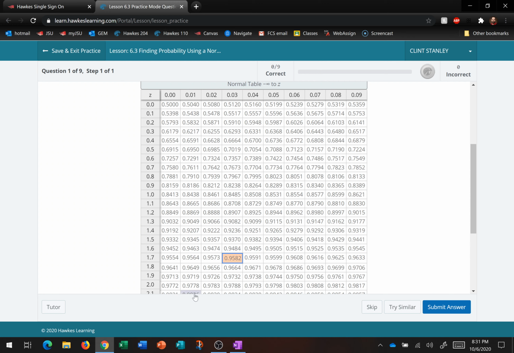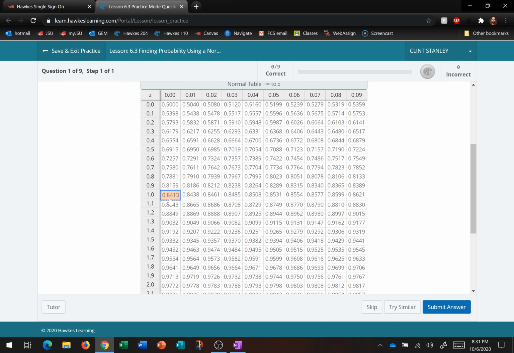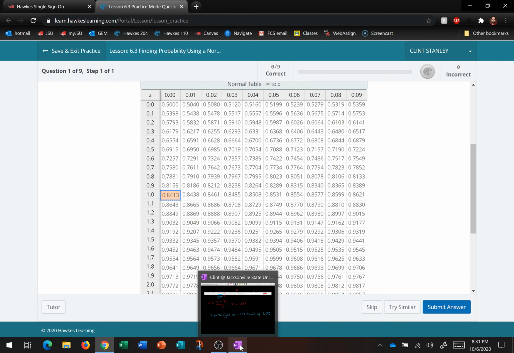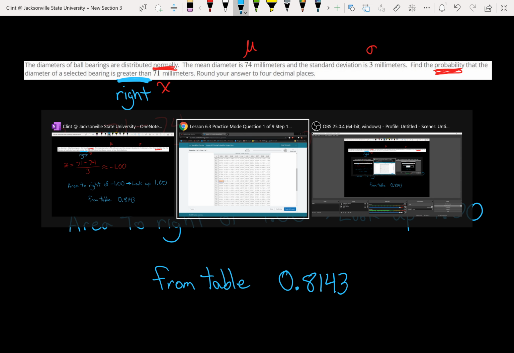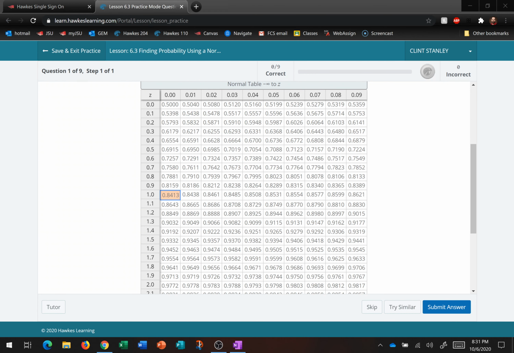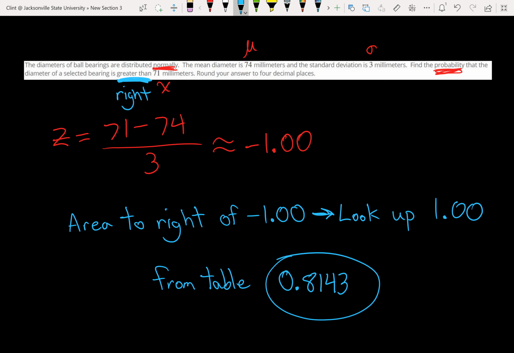So we want positive 1.00, so we're going to go into positive z here, so we'll go down to 1 and 0.00, and our probability, our area is 0.8413. And so we get that right out of the table, 0.8413. Let me double check that. 0.8413, that's right. Okay. That's our probability on this one.